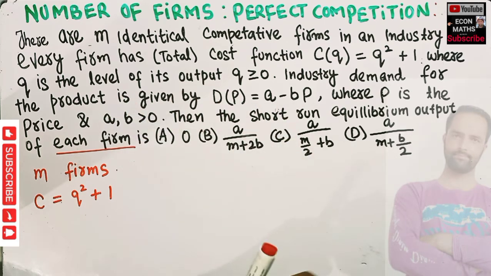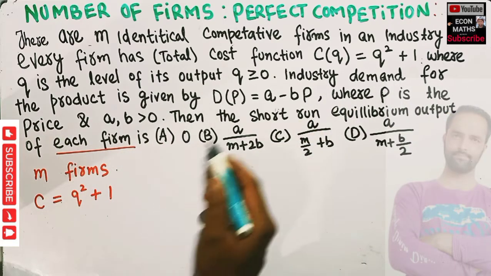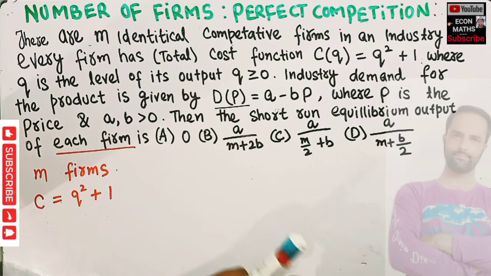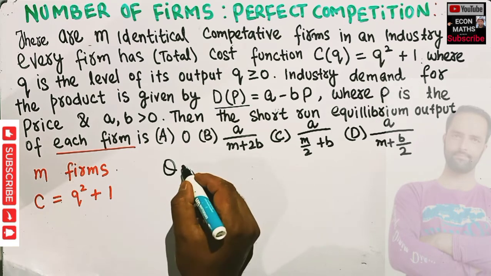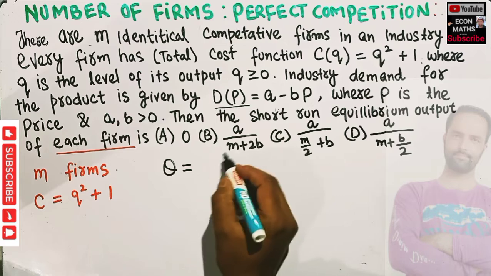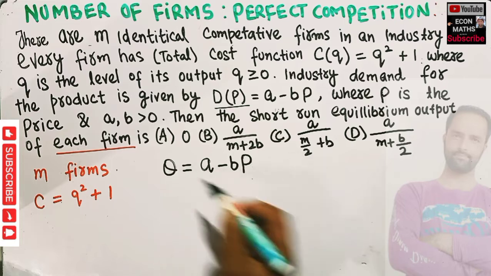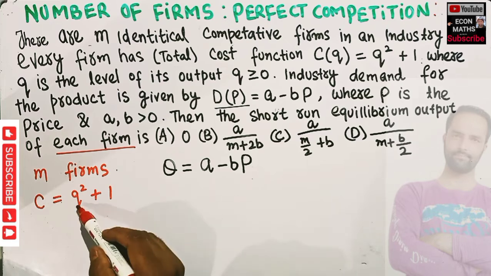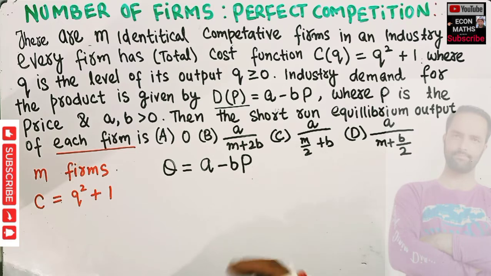Also, we are told that the market demand or industry demand for the product is denoted by D(P). Let us write Q for the sake of simplicity: capital Q denotes total output demanded in the industry, equal to A minus BP. So this capital Q shows us the industry demand, and this small q shows us the output produced by each firm.